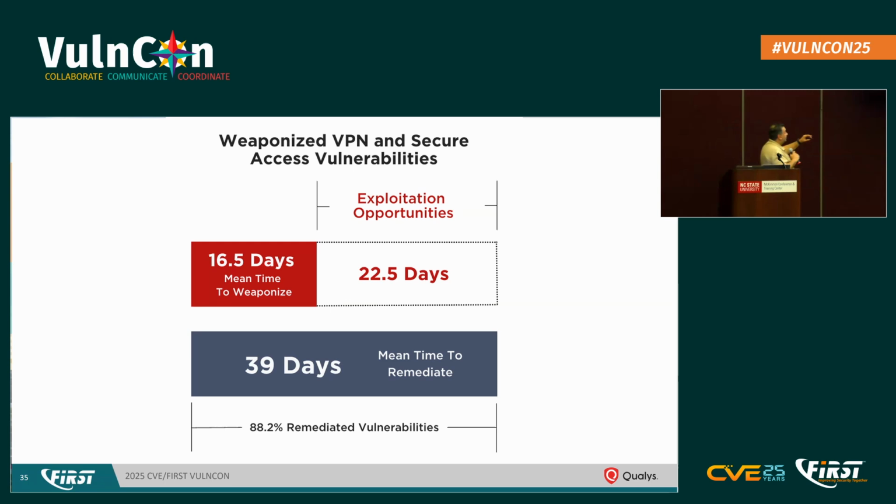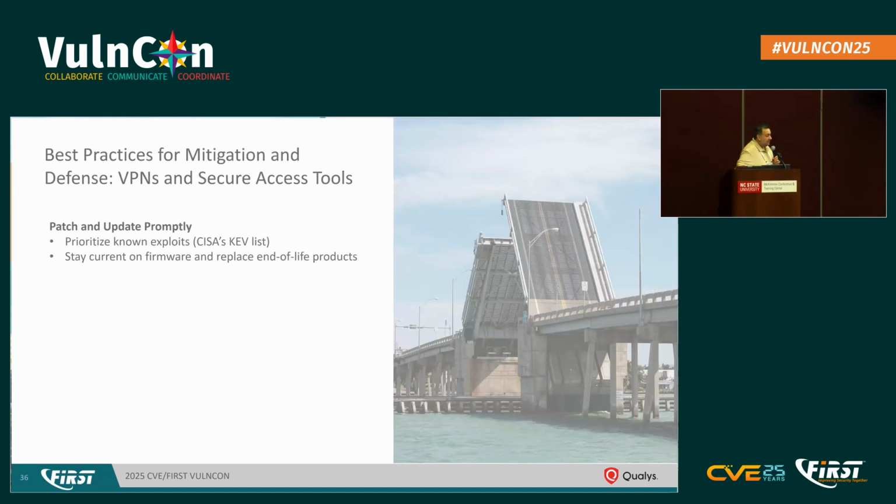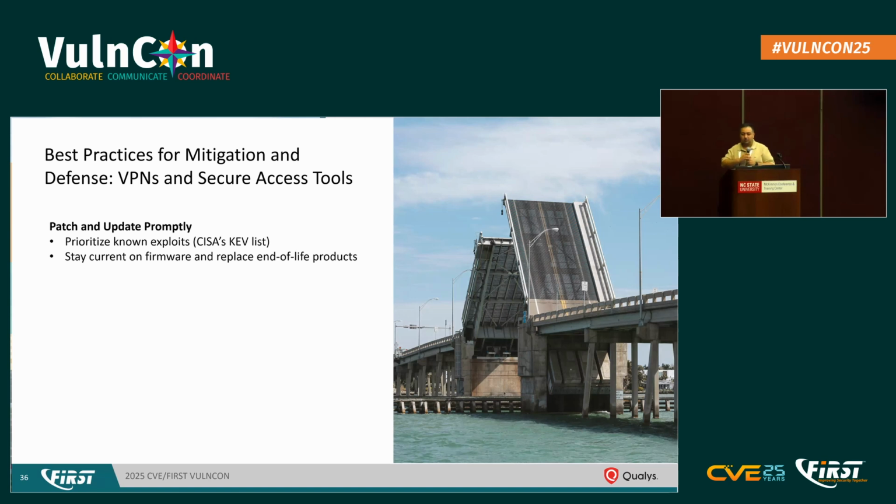For defenders, on average, it took 39 days. There are again two groups. One, around 42%, fixed the same day that it is identified, but on average 39 days. Yes, during that 39 days, 88% remain vulnerable. And for VPN and secure access, there are lots of ways to eliminate the risk quickly.